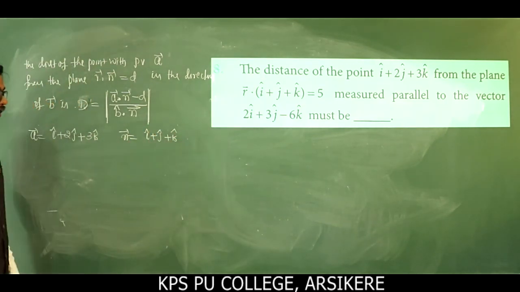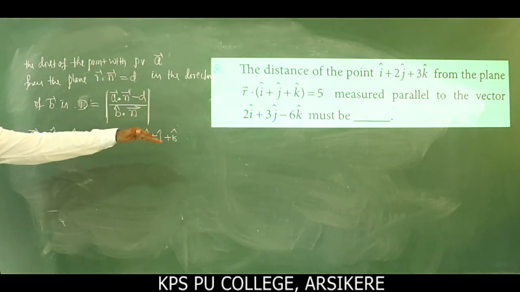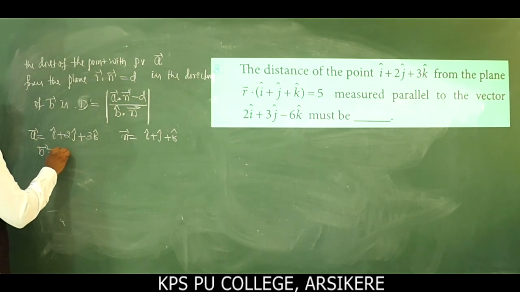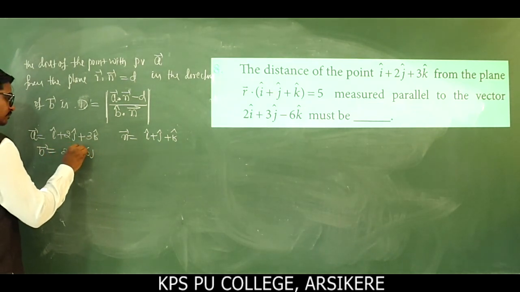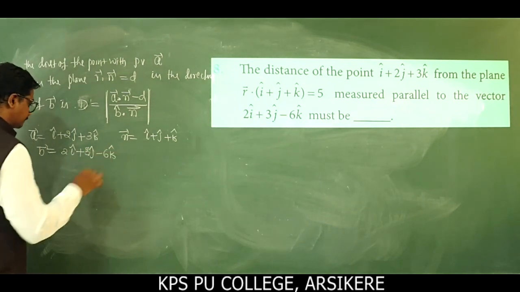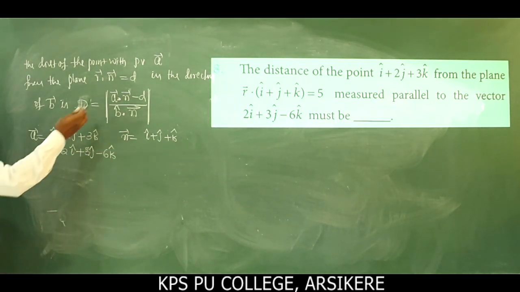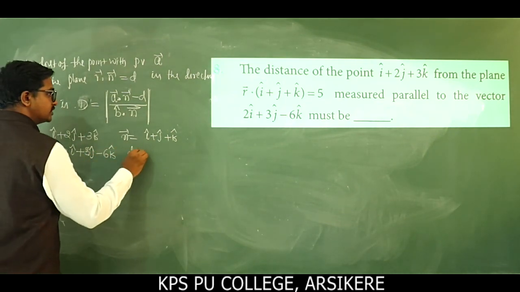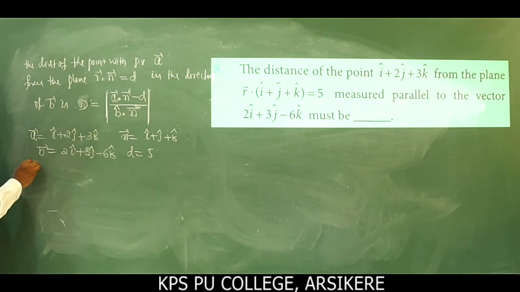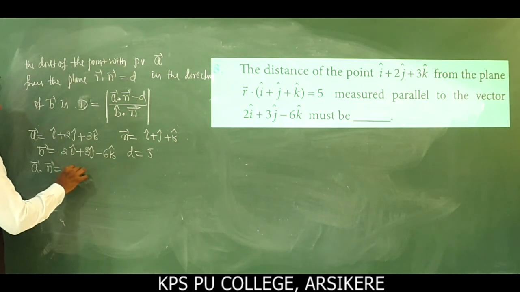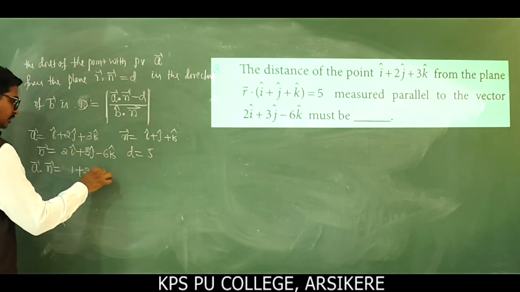We need to find the distance parallel to the vector, which means in the direction of the second vector. We consider that as vector B is equal to 2i plus 3j minus 6k. What are the important things we need to find here? A dot n, and what is the d there? Distance d is equal to 5. Vector A dot n is 1 into 1 is 1, plus 2 into 1 is 2, plus 3, that becomes 6.